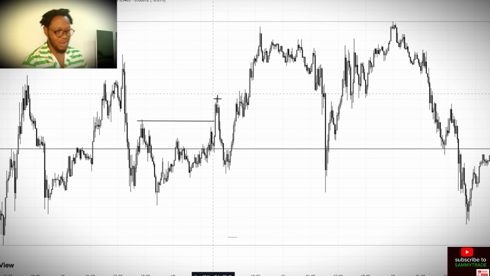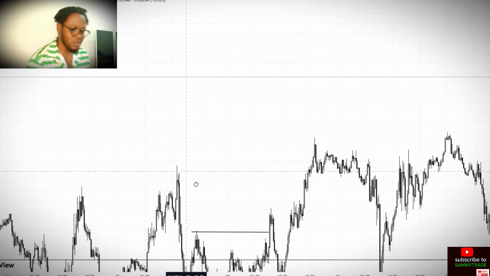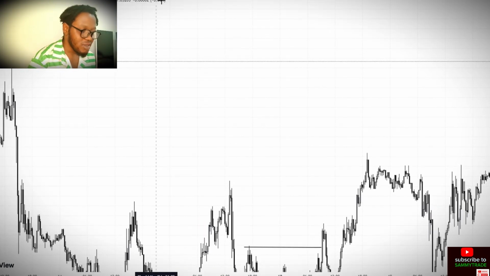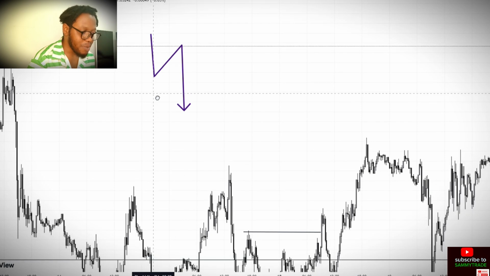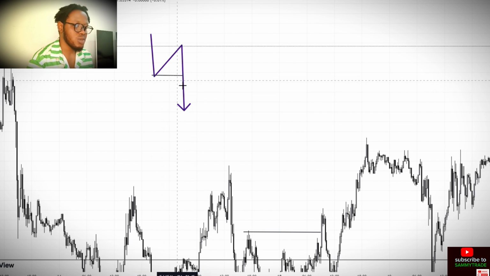Yeah, I think there's a difference, because break of structure is when price is trading down, like something like this. Let me give you guys an example. Yeah, break of structure is when price is doing something like this. So when price breaks past this last low right here, break past this last low to the downside, this is a break of structure.